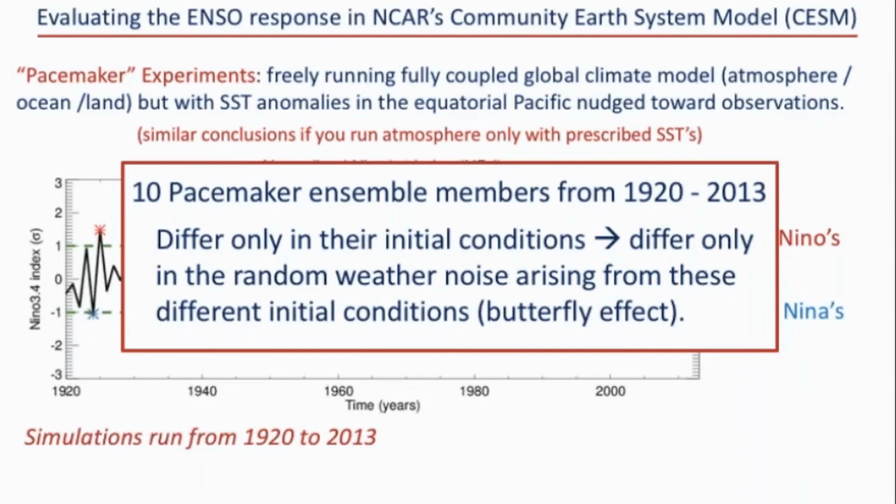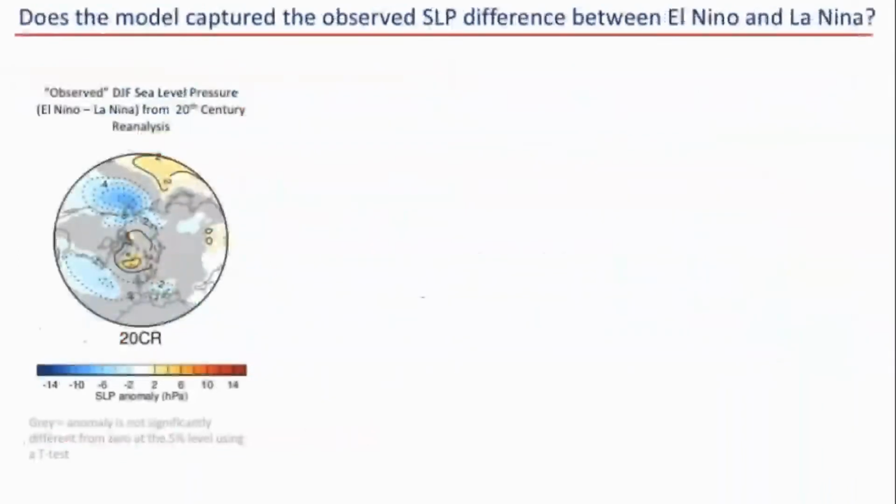So we have 10 of these pacemaker ensemble members, because that's the advantage of using a model, is you can have multiple realizations. And these members differ only in the initial conditions. So a very small random noise perturbation is imposed in the initial conditions. And then the members evolve differently, basically according to the butterfly effect and the random weather noise that results from those different initial conditions. So we've got 10 perfectly valid realizations of the real world from our model.